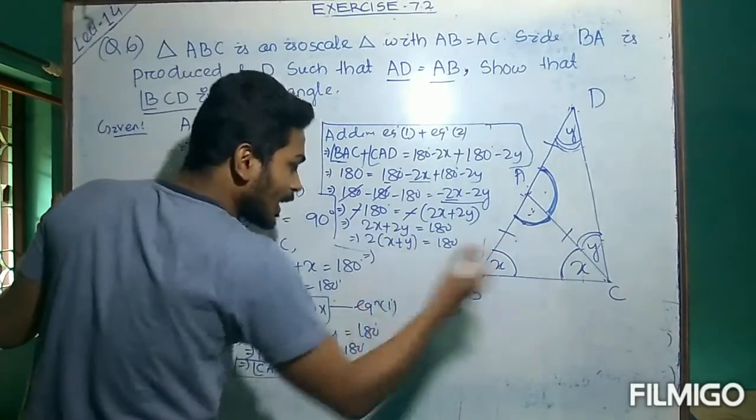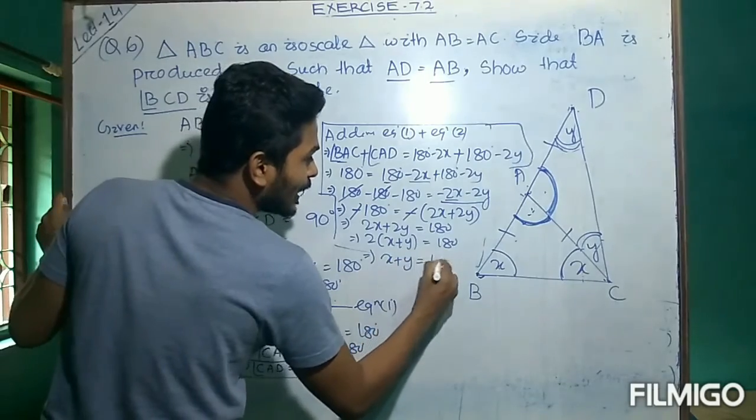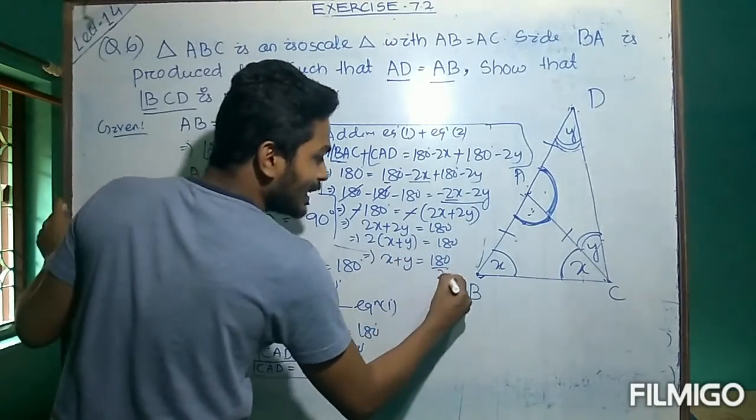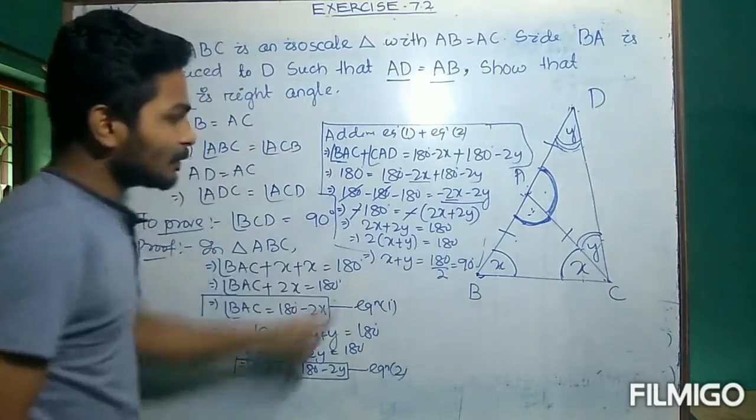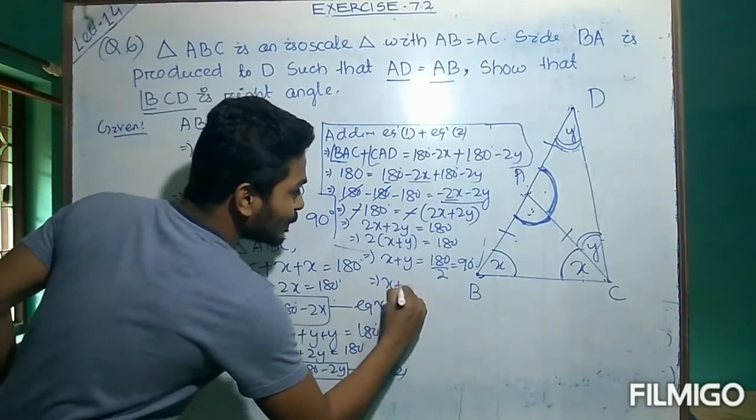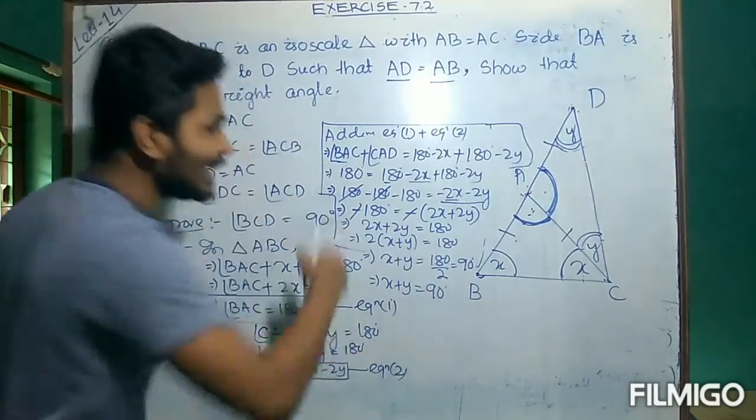Implies 2 is moving to the right hand side. So what we will get? 180 degree divided by 2 is equal to 90. So finally what we will get? We will get x plus y is equal to 90 degree.